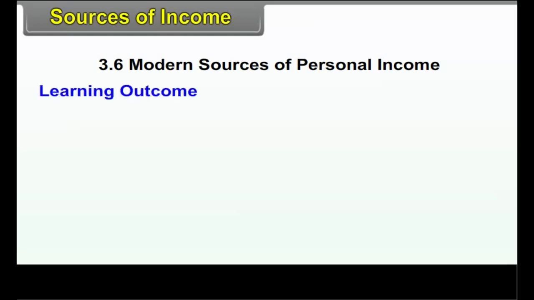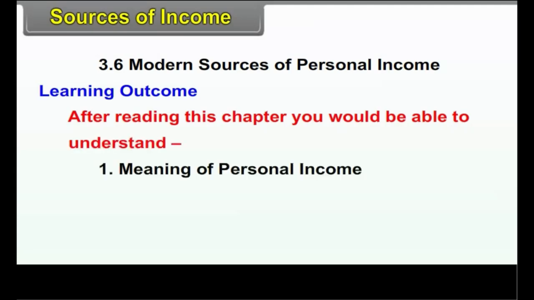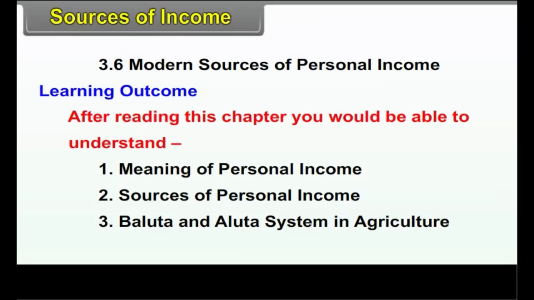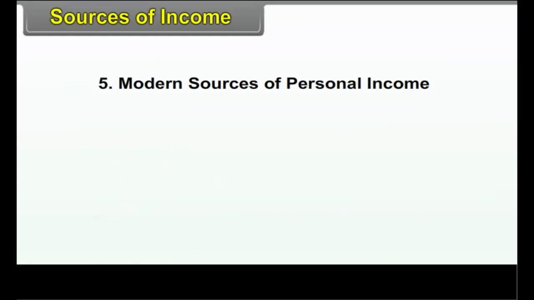Learning Outcome. After reading this chapter, you would be able to understand meaning of personal income, sources of personal income, Baluta and Aluta system in agriculture, nature of small-scale and cottage industry, and modern sources of personal income.